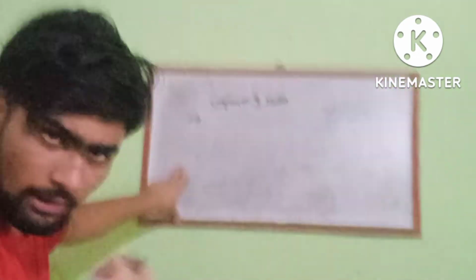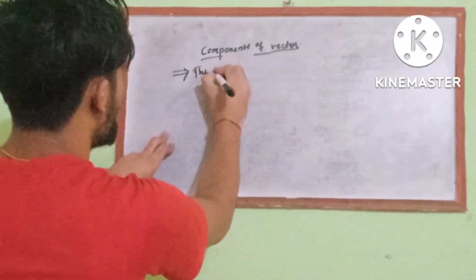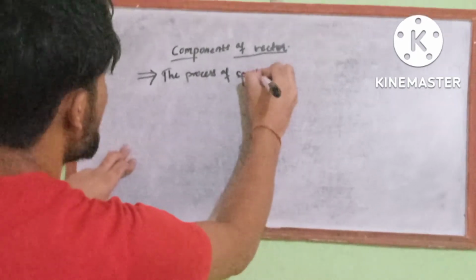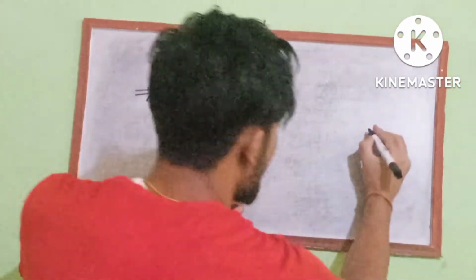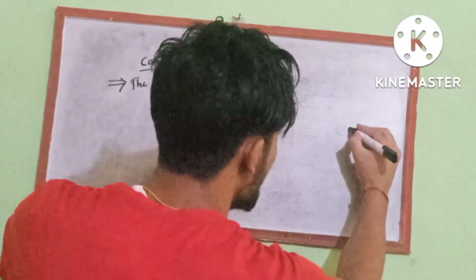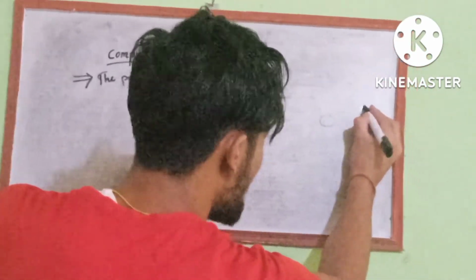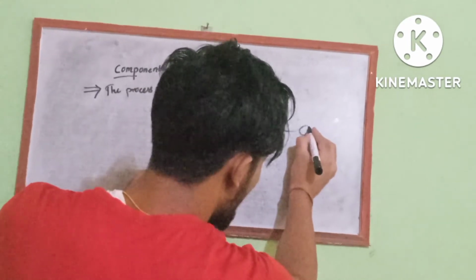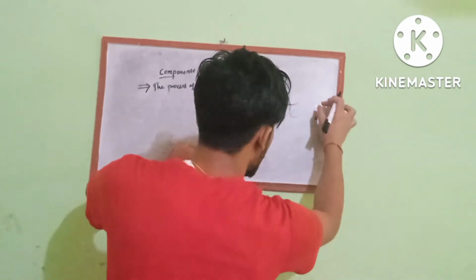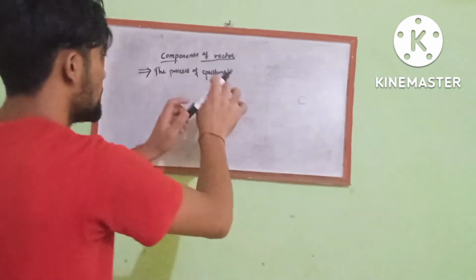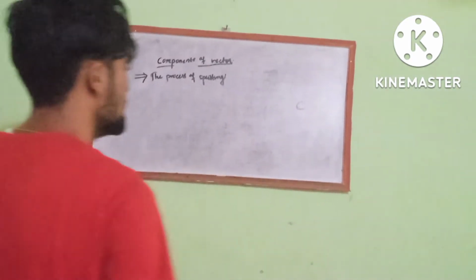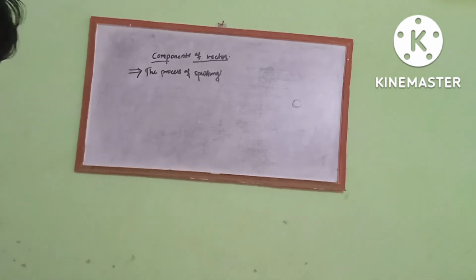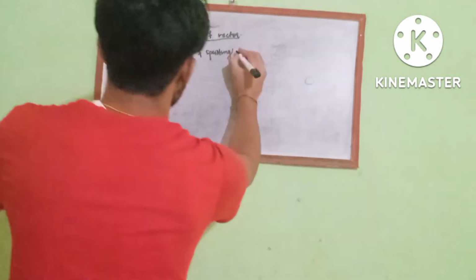The process of splitting. Splitting means this big object, after being thrown, is split into two particles, two objects, just like a nuclear blast. It is splitting into the various components.